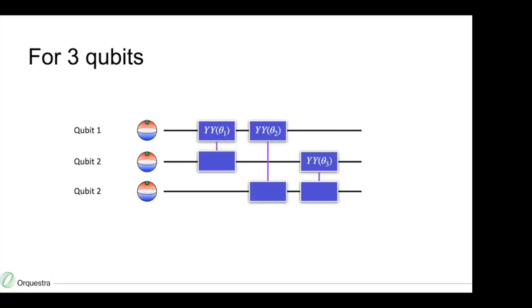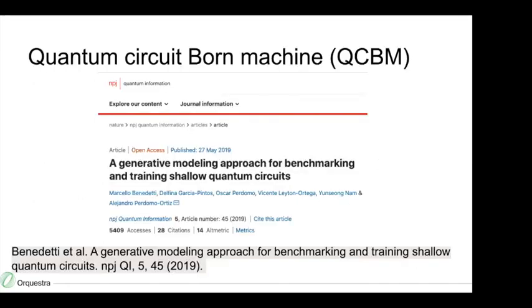So for three qubits, one thing I could do is put in YY gates everywhere. I want to start with 0, 0, 0 and end up with half 0, 0, 0, half 1, 1, 1. And so I play with these angles as much as I want. But as you can see, every time there are more angles to play with, and a bigger space to look for solutions. So it gets harder and harder. And that's when we use a quantum circuit born machine.